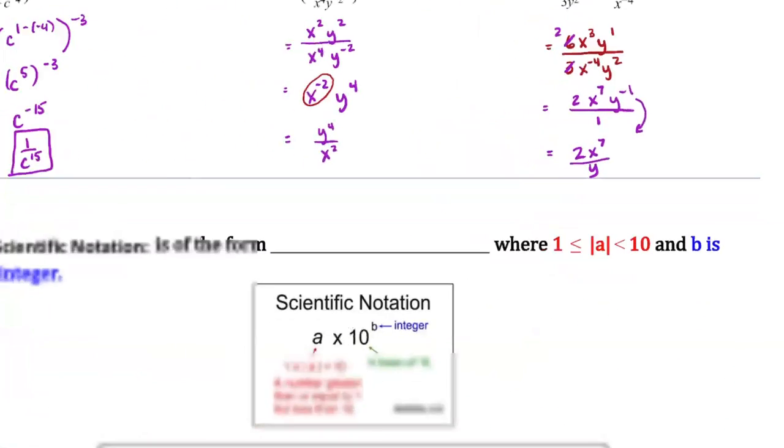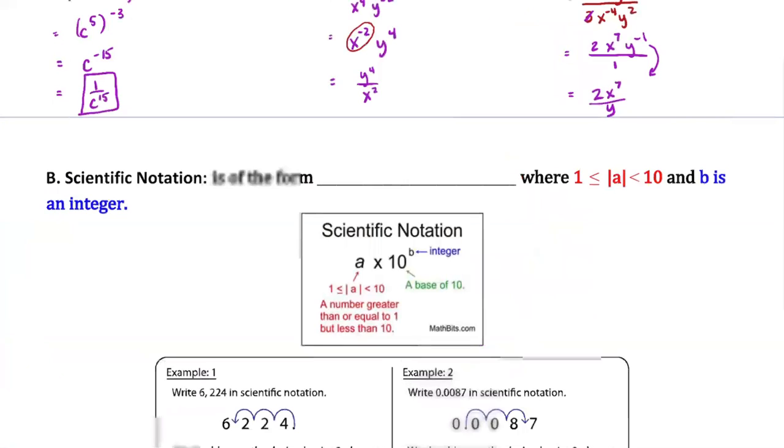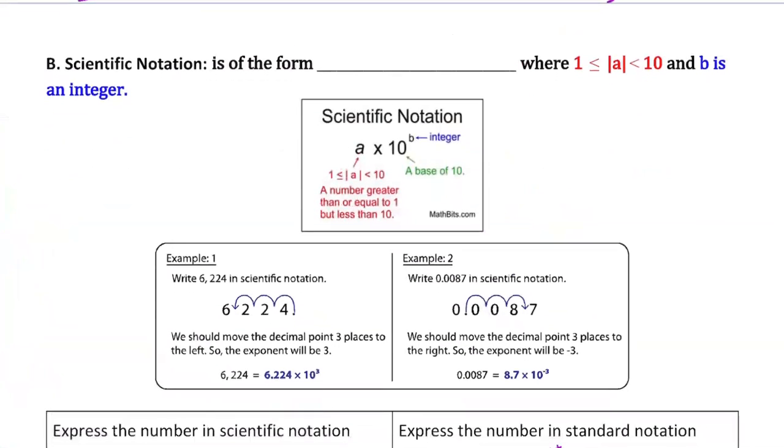All right, switching gears. We're going to focus a little bit on scientific notation. And the reason is we're going to use some of our rules to multiply and divide numbers written in scientific notation in an easier way, in a faster way using the properties.